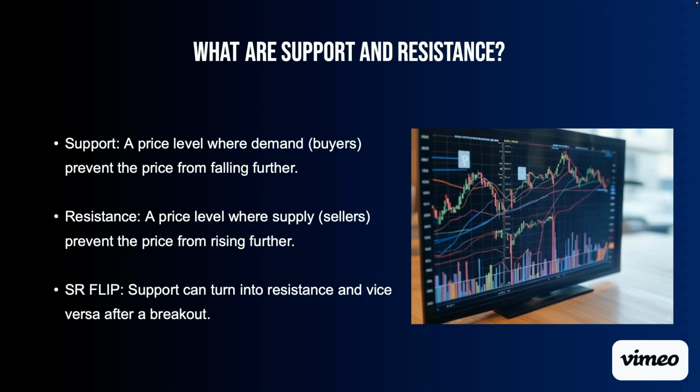Support is like the floor of a house. It's where the price tends to stop falling and bounce back up. Buyers dominate at these levels, creating demand. Resistance is like the ceiling. It's where the price tends to stop rising and pull back down. Sellers step in here, creating supply. And then we also have what's called an SR flip. Once a support level is broken, it often turns into resistance and vice versa.